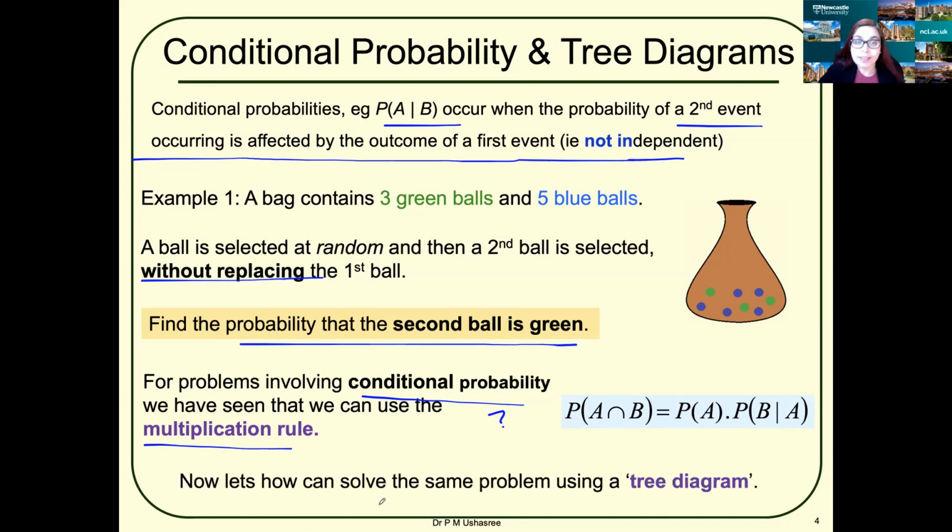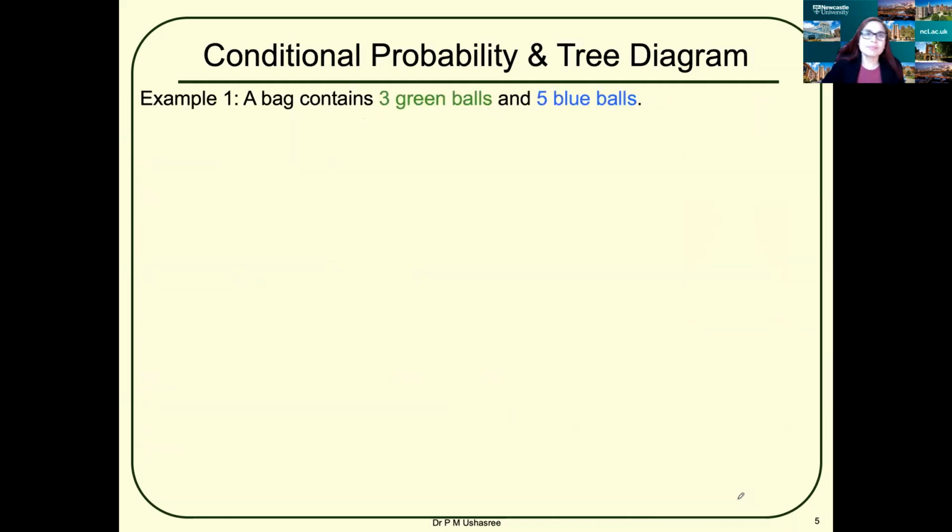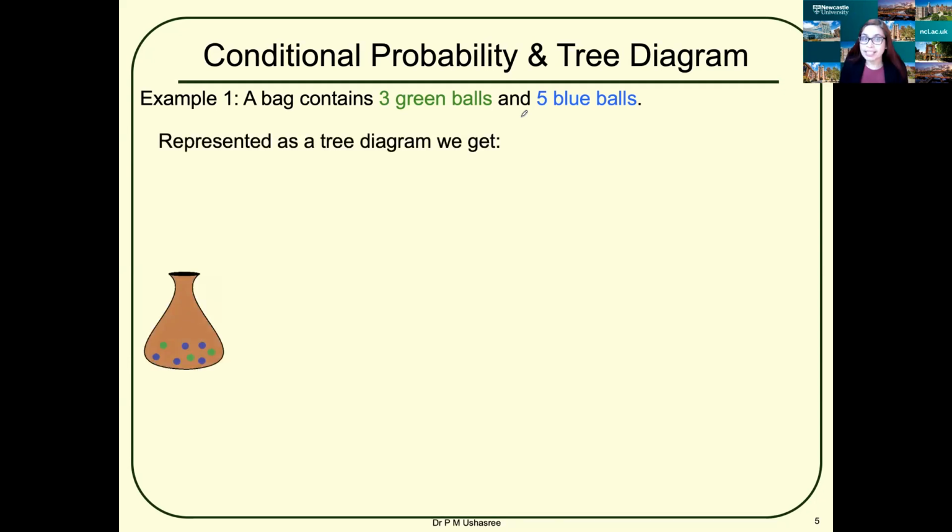Good. Now let's see how to solve the same problem using a tree diagram. So we have a bag containing 3 green balls and 5 blue balls. We're going to draw a tree diagram. Let's start with the bag. There are 2 ways we can do this. We can either pick a green ball or a blue ball.